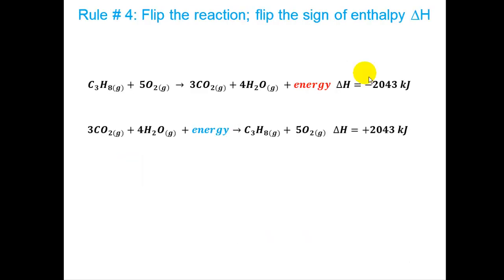The fourth and final rule with regards to enthalpy is what we've already talked about before. If you flip a reaction, you flip the corresponding sign. So coming back to the very first reaction, this is the combustion of C3H8, propane. You saw this a couple of slides before. This is an exothermic reaction, hence the negative sign on the delta H. Flip the reaction. What was exothermic now becomes endothermic. The delta H sign becomes positive. So an exothermic reaction becomes endothermic, and an endothermic reaction becomes exothermic. If you flip a reaction, you also flip the sign of the corresponding delta H.